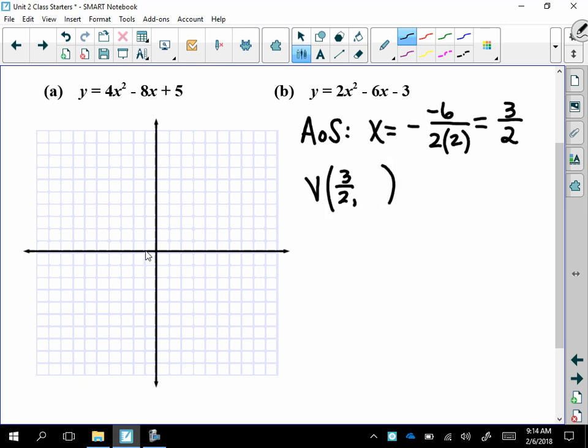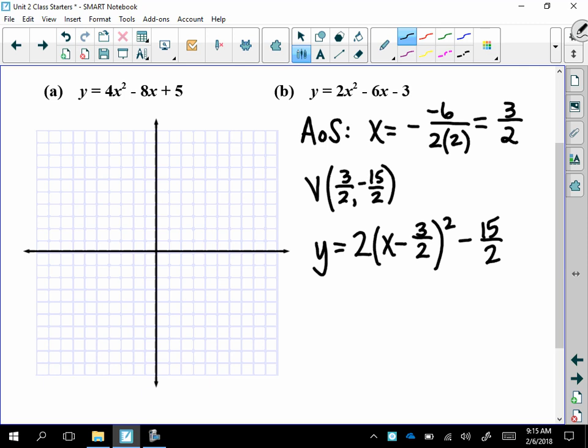And then what do I have to do to find the y-coordinate? I plug it in up here. So 3/2 squared is 9/4 times 2 would be 9/2 minus 9 minus 7. What does that end up being? Negative 15/2. And so from that we can write our vertex form, which is going to be y equals a, which is 2, x minus h, which is 3/2 squared, and then plus k, which is negative 15/2. And so there's our vertex form for part B.